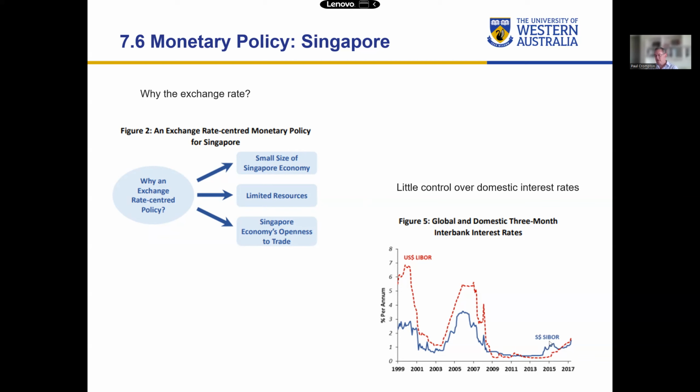So these are just interest rates, the blue line in Singapore, and interest rates in the US. Look at the correlation. The correlation's not perfect and some gaps open up, that's okay. But for most of the period that we've got here, some 18 years, the series are moving very closely together.